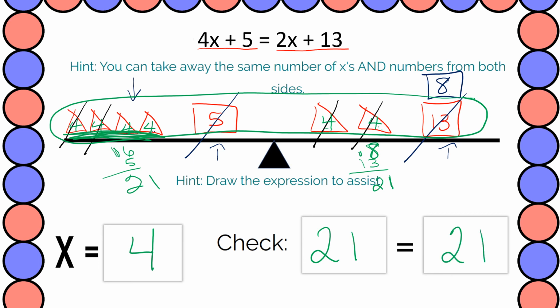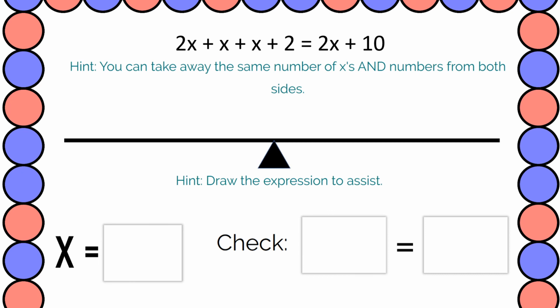All right, let's look at another example. Let's draw this one out. I have 2 x's, add another x, add another x. We just combined like terms. We combined all of those to show we have a total of 4 x's.